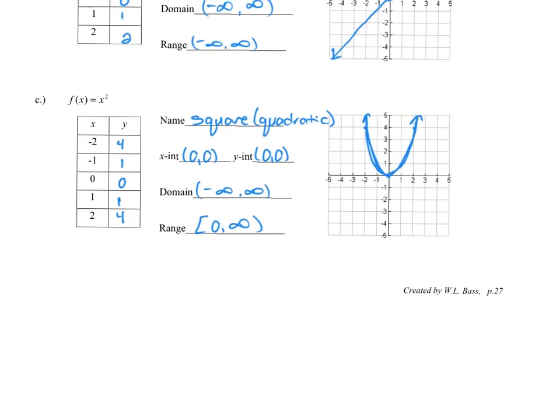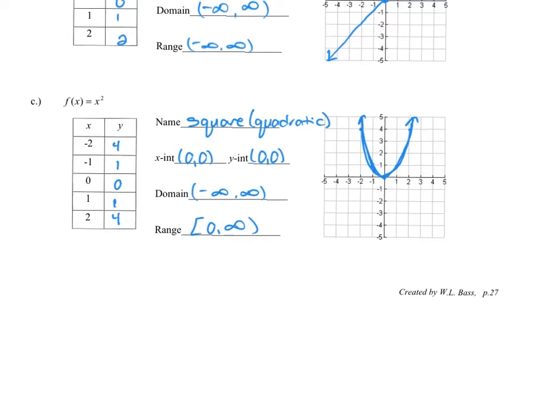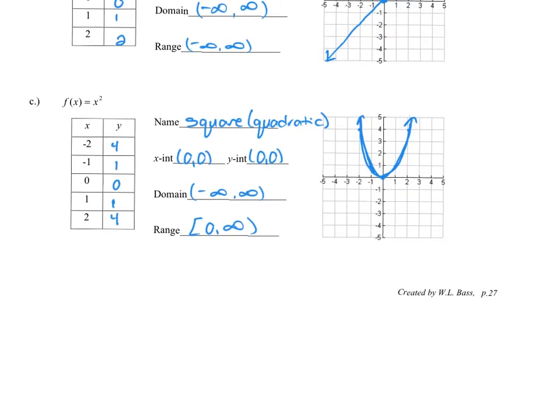The last one, sometimes kids want to call this one a parabola. They want to call this the parabola function. This is not a parabola function. The shape of the curve is a parabola, but the name of the function, you'd be more familiar with quadratic, most likely. Our textbook calls this the square function.